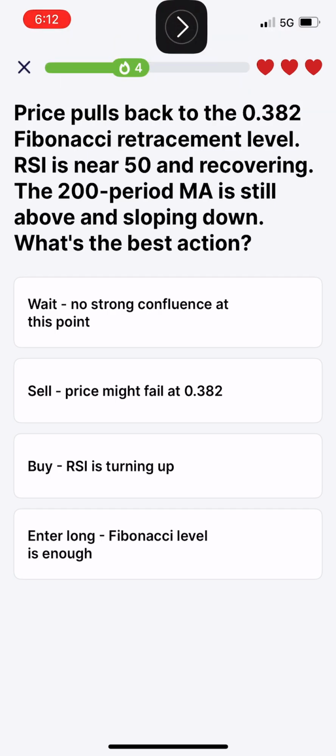Four. Price pulls back to the 0.382 Fibonacci retracement level. RSI is near 50 and recovering. The 200 period MA is still above and sloping down. What's the best action? Wait, no strong confluence at this point. Sell, price might fail at 0.382. Buy, RSI is turning up. Enter long, Fibonacci level is enough.